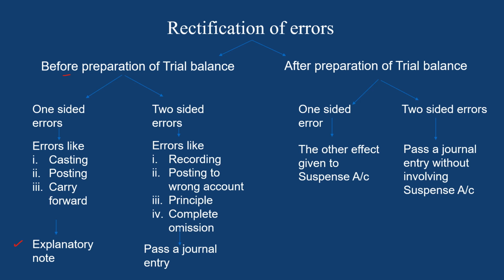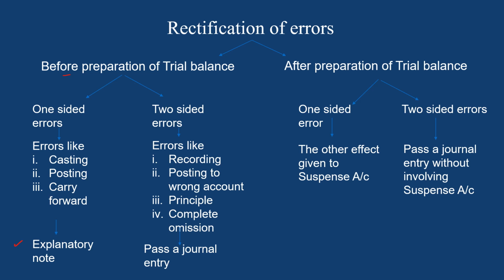Now I will go to the part where you have prepared the trial balance and your trial balance did not tally. So what happens at that point of time? You would put that difference into suspense account and you would start with the preparation of your final accounts and have a team working on identifying the errors. So as you identify the errors, you would pass the rectification entry.